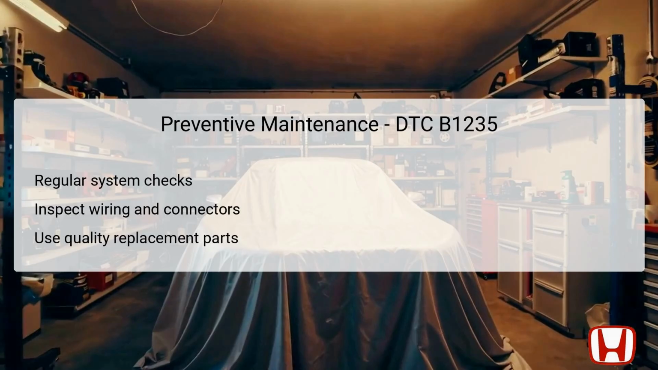Routine checks on the climate control system, including its electrical components, can help identify potential weak points before they develop into significant problems. This includes inspecting wiring and connectors for signs of wear, damage, or corrosion that can lead to failures in the air mix control system.